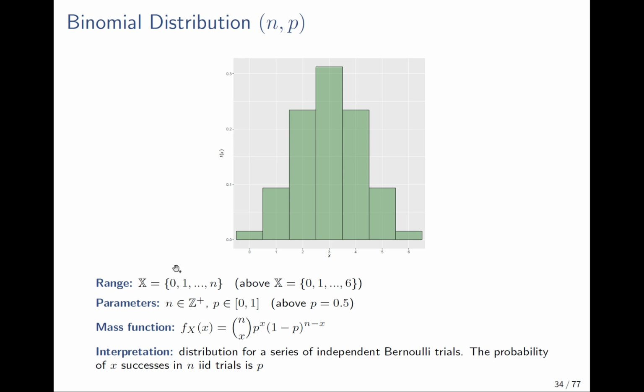So this is a distribution, again, for integer values. It has this form here. So the binomial coefficient, if you don't remember what that is, please look up the mathematical text that I've written to go along with this course. Binomial coefficient times p to the power x times 1 minus p to the power n minus x.